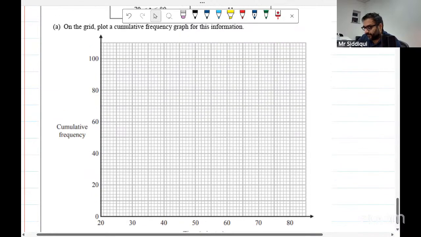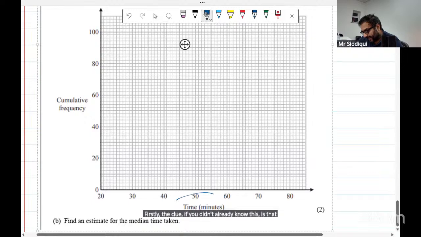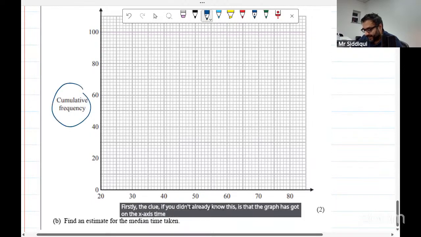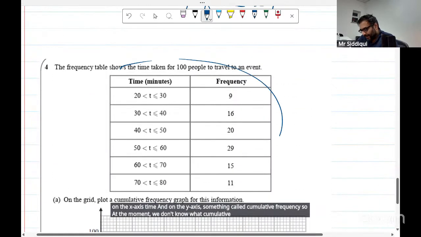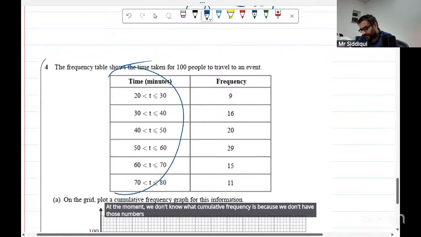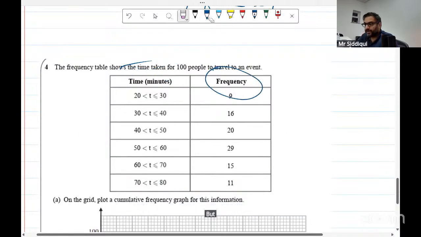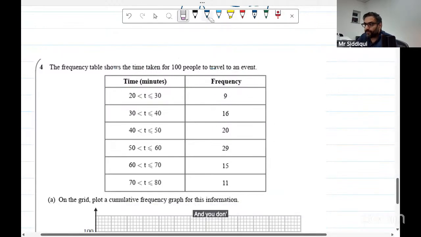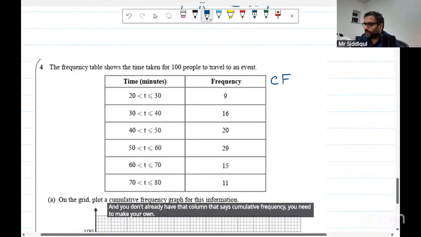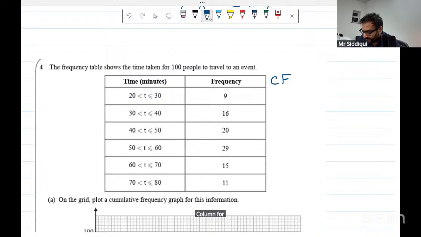Now, firstly, the clue, if you didn't already know this, is that the graph has got on the x-axis time and on the y-axis something called cumulative frequency. At the moment, we don't know what cumulative frequency is because we don't have those numbers in the table. We do have the numbers for time, but we have frequency, not cumulative frequency. So when you do any cumulative frequency question and you don't already have that column, you need to make your own column for cumulative frequency.